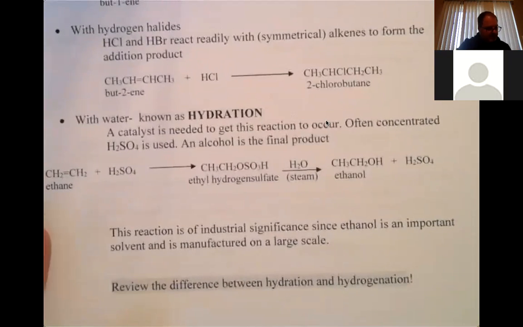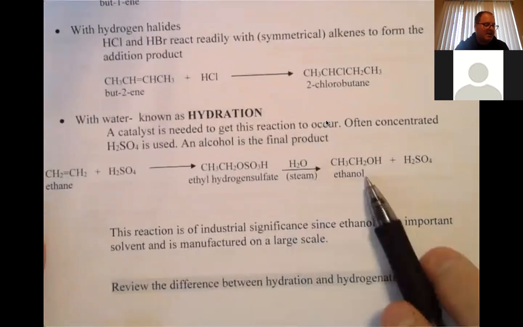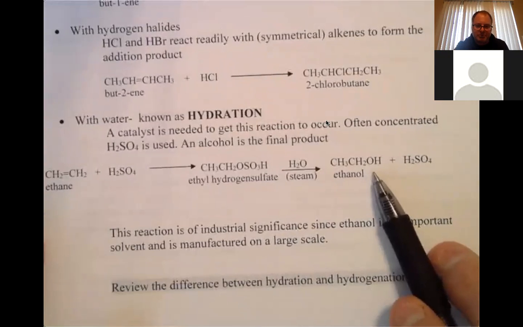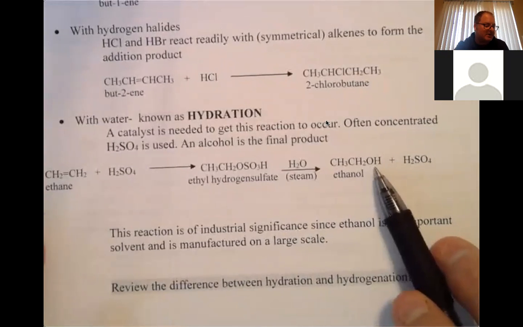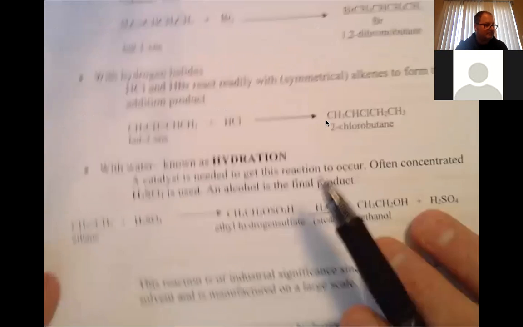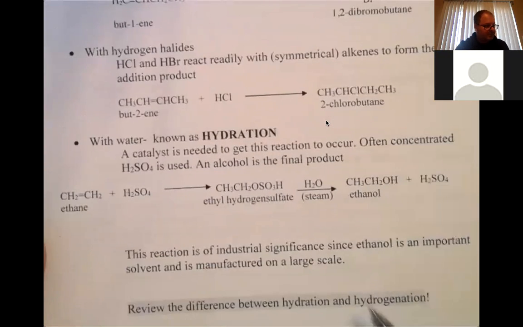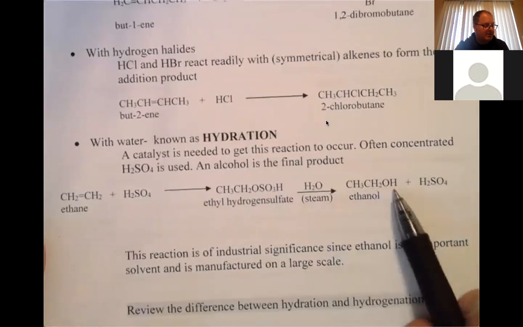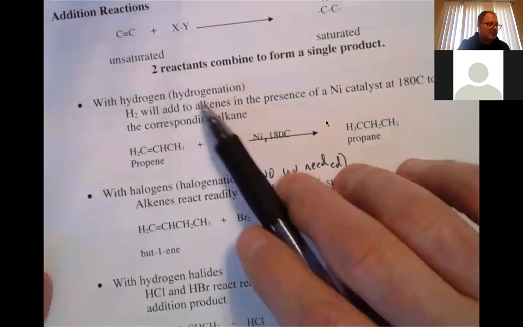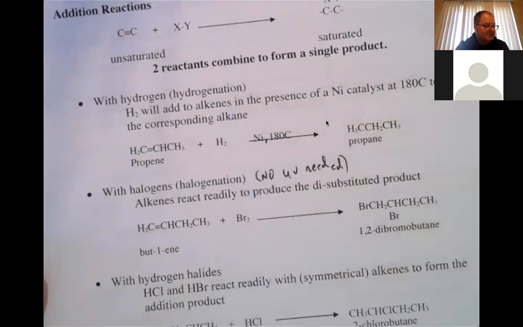So keep in mind what the class would be called. The class is called an alcohol, but the functional group is called the hydroxyl. Good. So that's the functional group, it adds a hydroxyl group to it. Hydration adds the alcohol to it, and hydrogenation adds the H's.